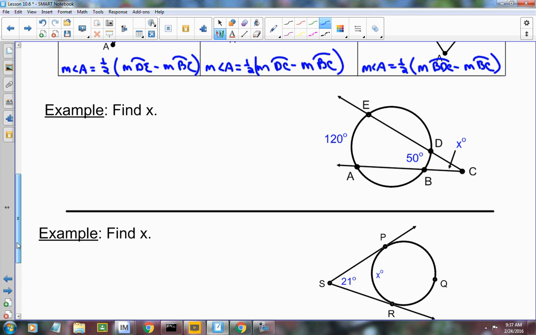So here we've got two secants that intersect out here. And so to find x, what are we going to do? We're going to subtract and take half, right? So we're going to do half of 120 minus 50. And so that half of 70 is what? 35 degrees, right?